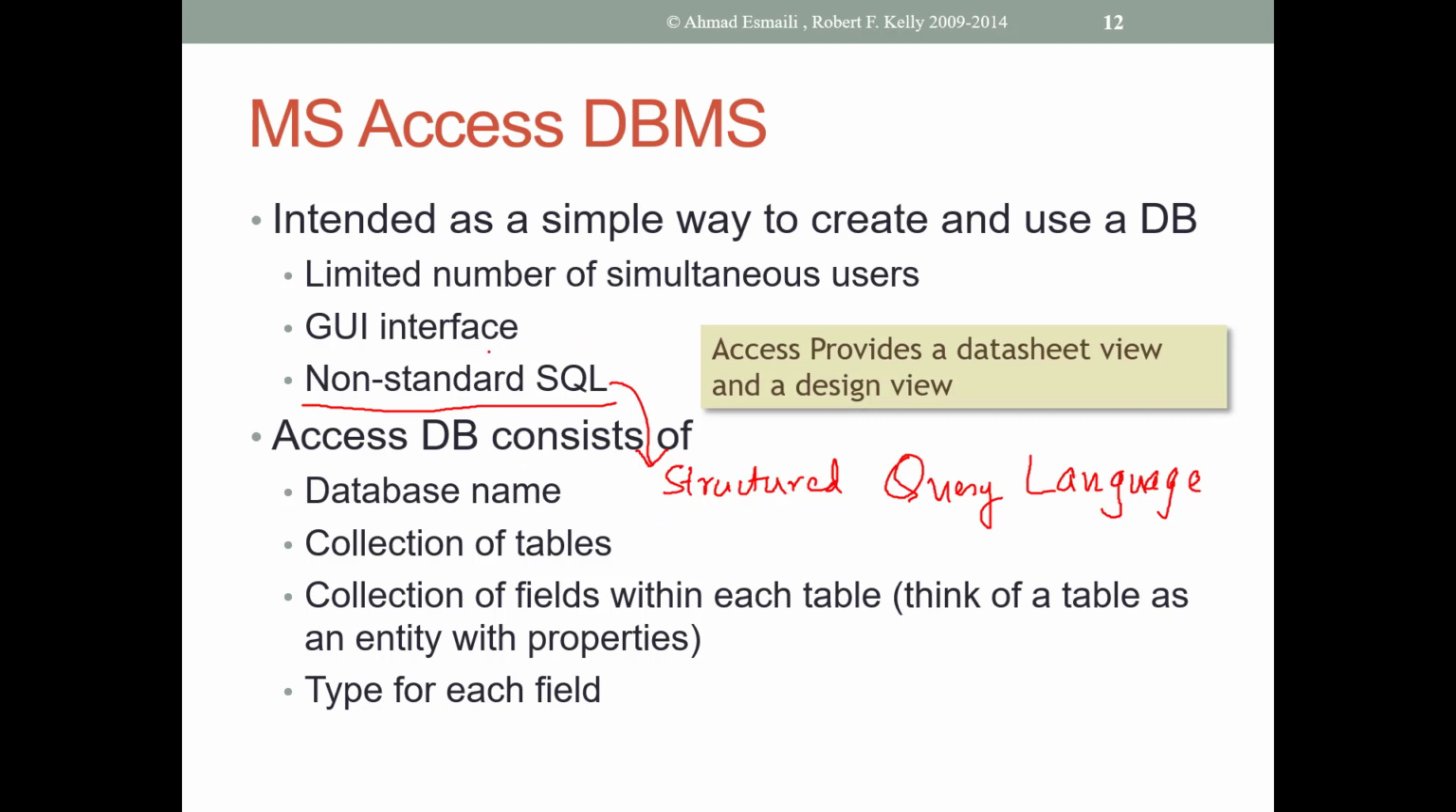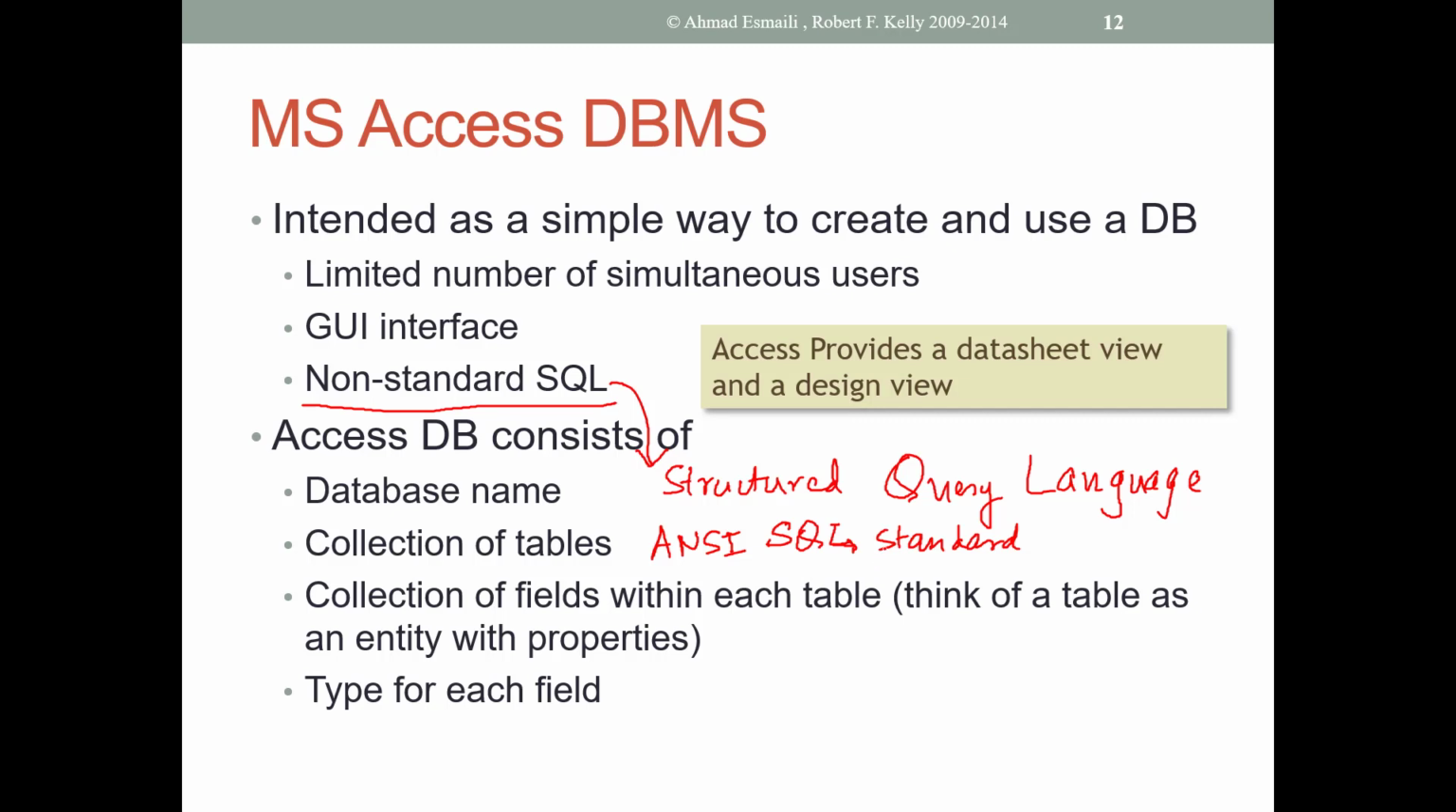Now with MS Access, this is non-standard. So what do we mean by non-standard SQL? This is something we need to understand. There's this thing called ANSI, the American National Standards Institute. ANSI is an organization which comes up with standards. ANSI has the SQL standard also, the ANSI SQL standard, which says what SQL should have. If a vendor wants to provide its version of SQL, then what all that vendor should implement.